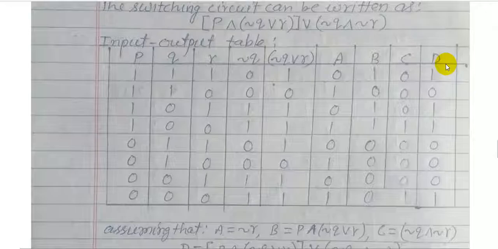After that D, that is the final column. The final column means this whole statement. So for D, using column number B and C, using the OR rule: 1 or 0 is 1, 0 or 0 is 0, 1 or 0 is 1, 1 or 1 is 1, 0 or 0 is 0, 0 or 0 is 0, 0 or 0 is 0, 0 or 1 is 1. So this is the OR rule, and we get the final step here. This is the final output.